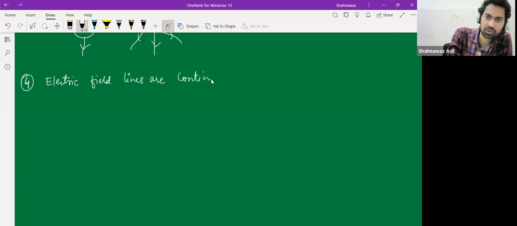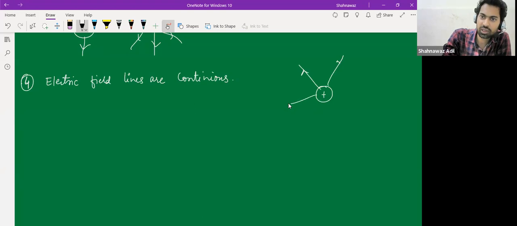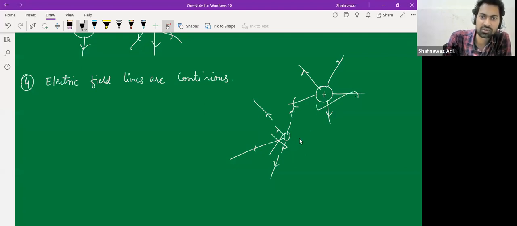continuous, right? So let's say that you have this positive charge. So these will be continuous lines, not like this. So let's say you have this and then this and then this, not like this. So these are not continuous. Okay. So electric field lines are continuous. Understood, guys? Yes. Yeah.